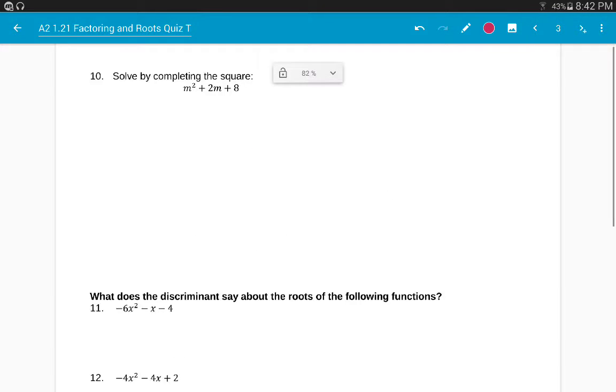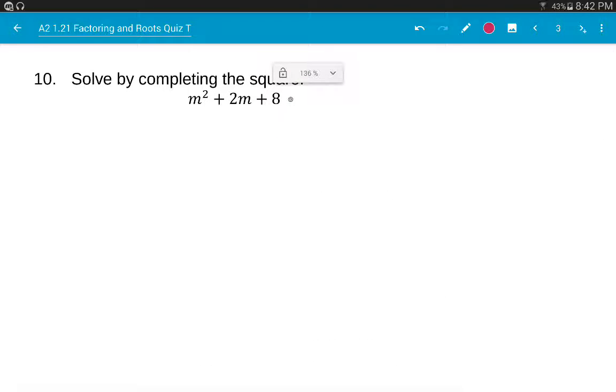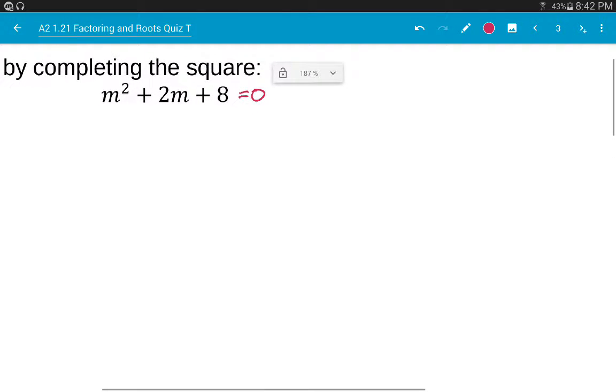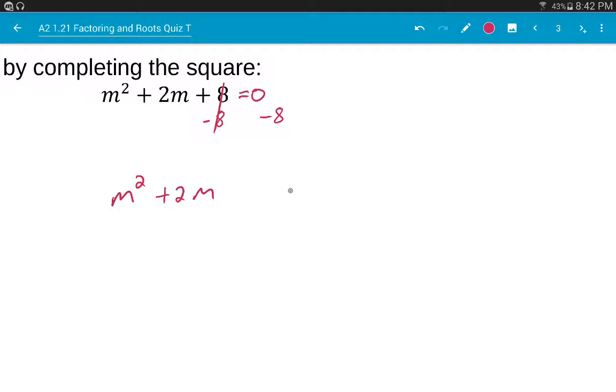Almost done. Solve by completing the square. So we set it equal to 0. The steps for completing the square are to move the c term over, so minus 8 minus 8. I get m squared plus 2m, leave a space, is equal to negative 8. Now I take the b term, that's 2. I take it over to the sidebar. I divide it by 2, it's 1, and then I square that. 1. I take that number, and I add it back into both sides.